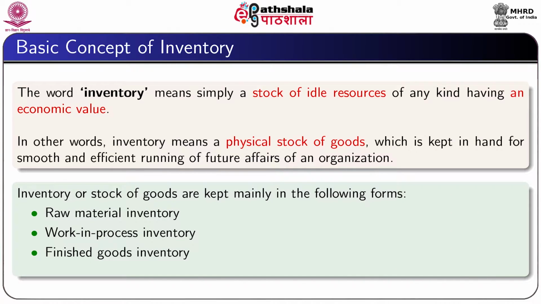Inventory or stock of goods are kept mainly in the following 3 forms. Raw material inventory. It is the raw materials which are kept in stock for using in production of goods. Work in process inventory. It is the semi-finished goods which are stored during production process. Finished good inventory which wait for shipping or sale.